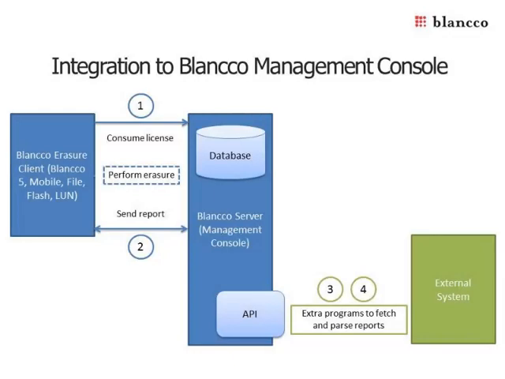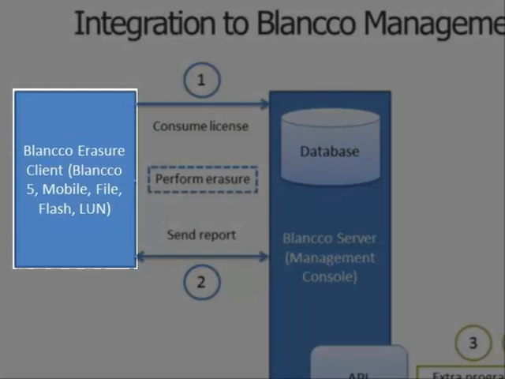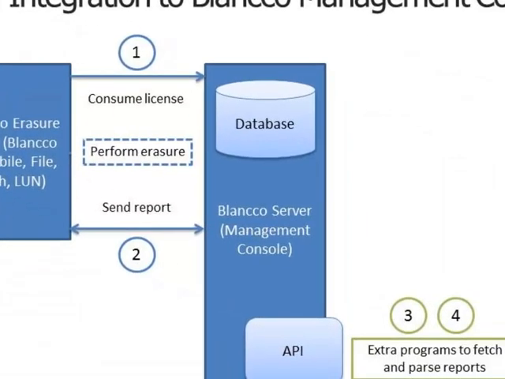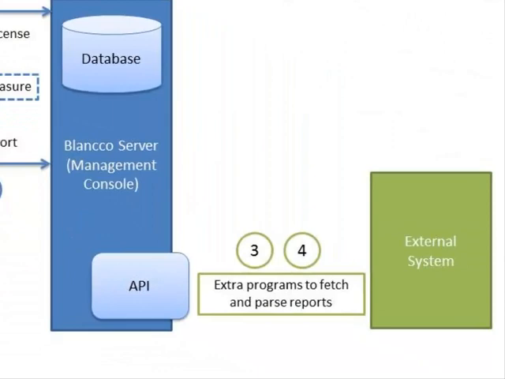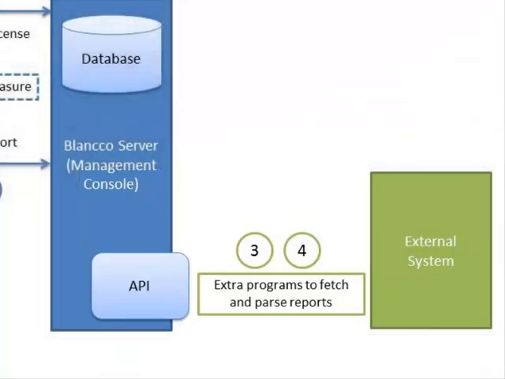First, you have the Blanco Erasure client operating on whatever platform that may be, such as a server, phone, or LUN. The license is consumed, the erasure is completed, and a report is sent to the Blanco Management Console database. Now we come to the API section. You can see in this diagram, numbers 3 and 4 represent different steps in the process of fetching and parsing reports into your external system. Let's take a closer look at these two steps.